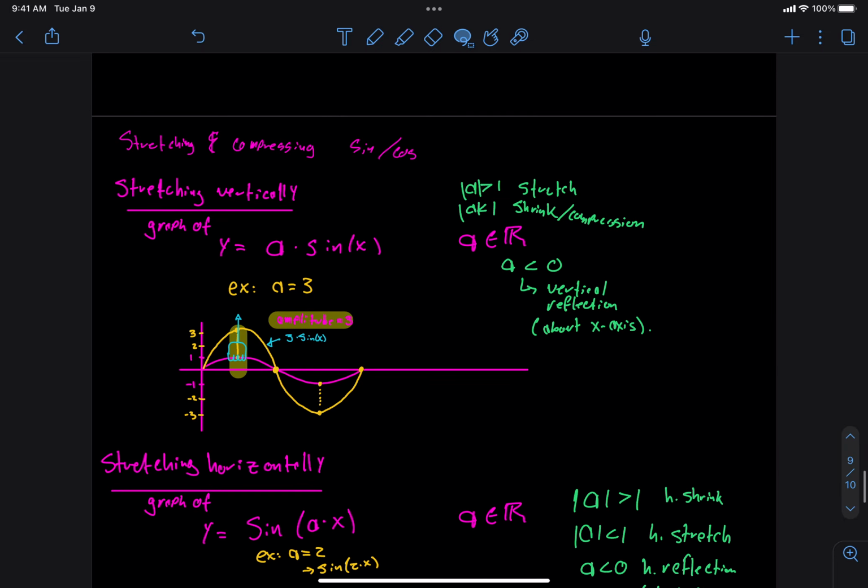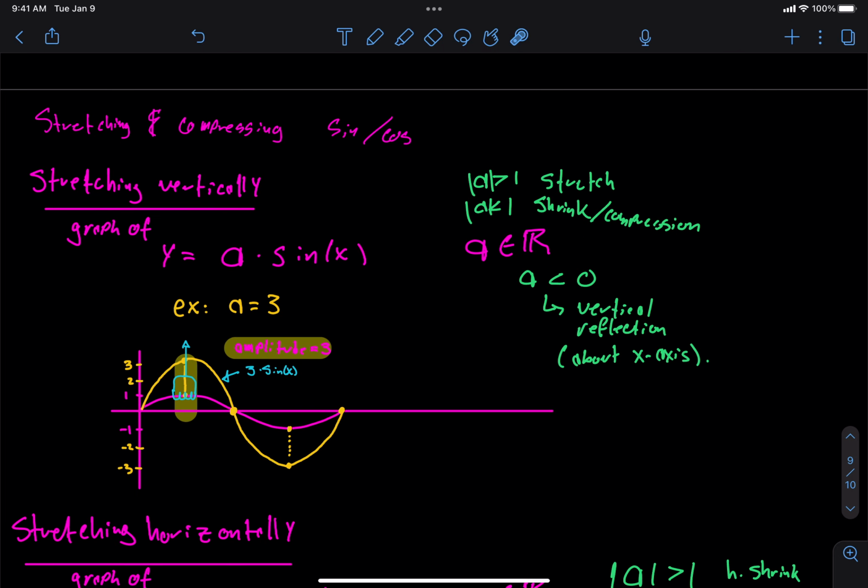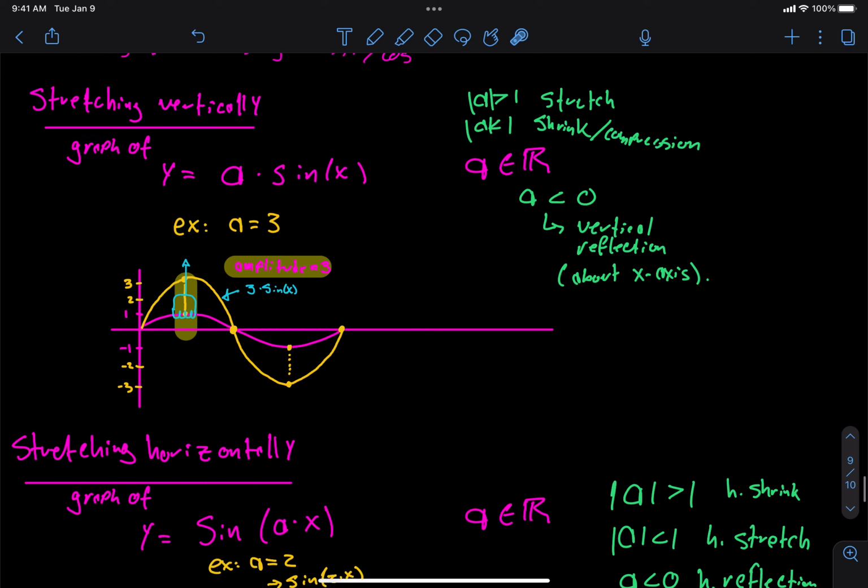So let's review. Well, we know that any function that we multiply by a number on the outside is going to experience a vertical stretch or a vertical shrink. It's going to depend on whether that number is bigger than 1 or smaller than 1, right? And then also, if it's negative, then we'll also have a reflection, right? We could have a reflection too.